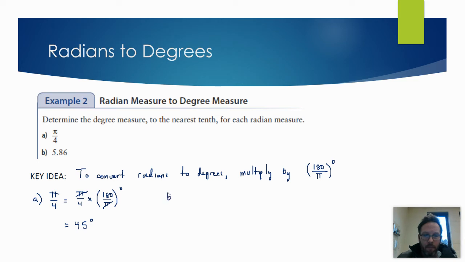For B, 5.86 radians. Again, no units, you know it's in radians. So we'll take 5.86 and multiply by 180 over pi degrees. There's no nice canceling here. We just have to do 5.86 times 180 divided by pi.